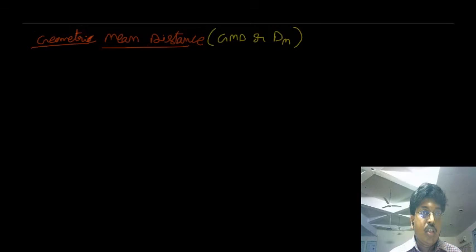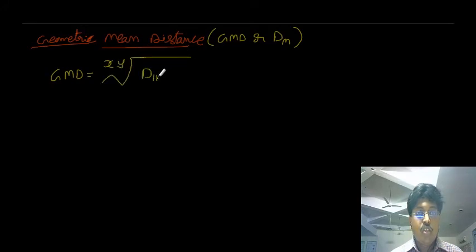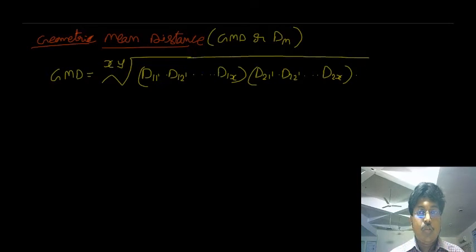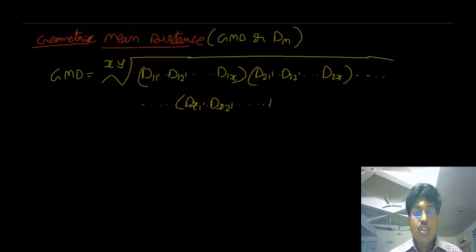Mathematically, this geometric mean can be calculated as GMD equal to xy root of d11 dash into d12 dash into so on d1y, into d21 dash into d22 dash into so on d2y, so on dx1 dash into dx2 dash, so on dxy. Sorry, here it is y: d2y, dxy.